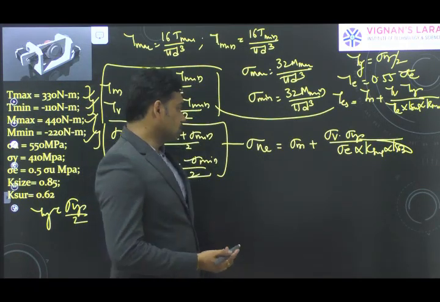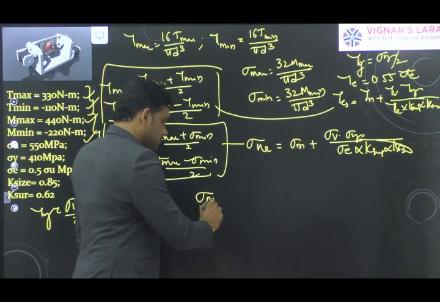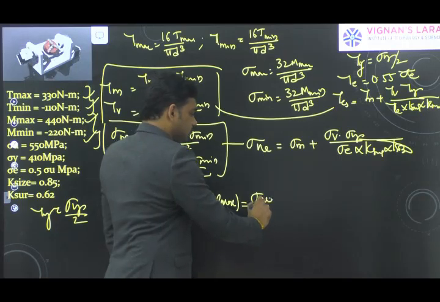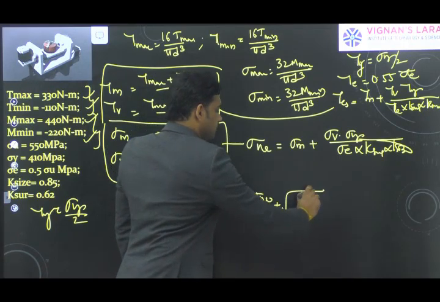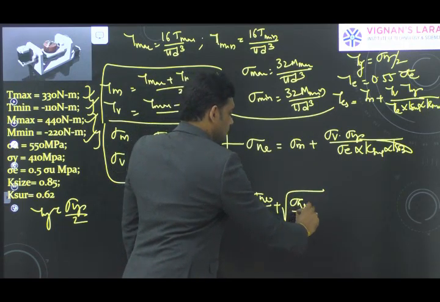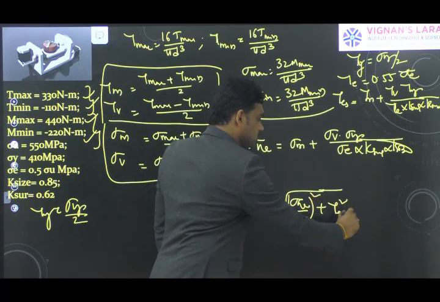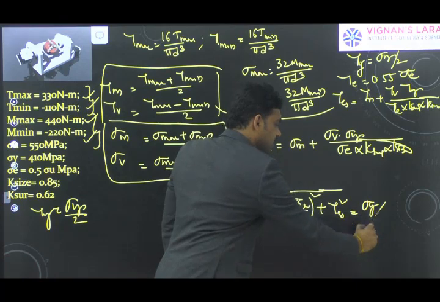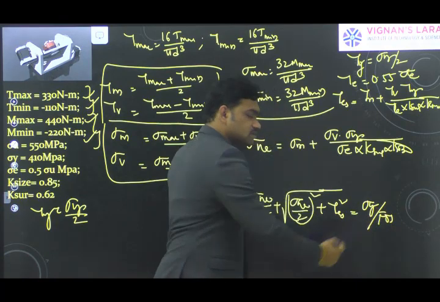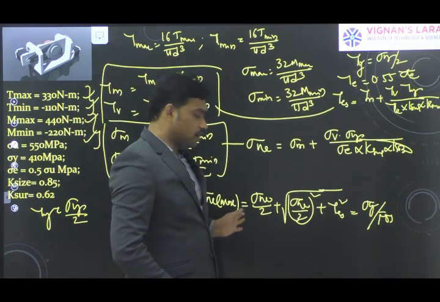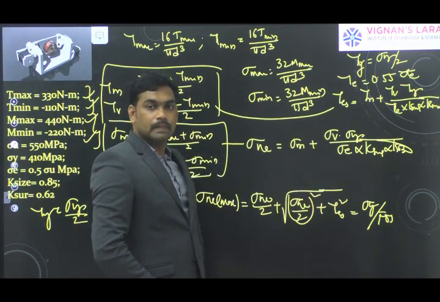The relations are known now. So the sigma ne max is equal to sigma ne by 2 plus the root of sigma ne by 2 whole square plus tau es square. This can be equated to sigma y by FOS. The FOS is given in the data, and sigma y is also known. So from this equation you can find out the diameter.